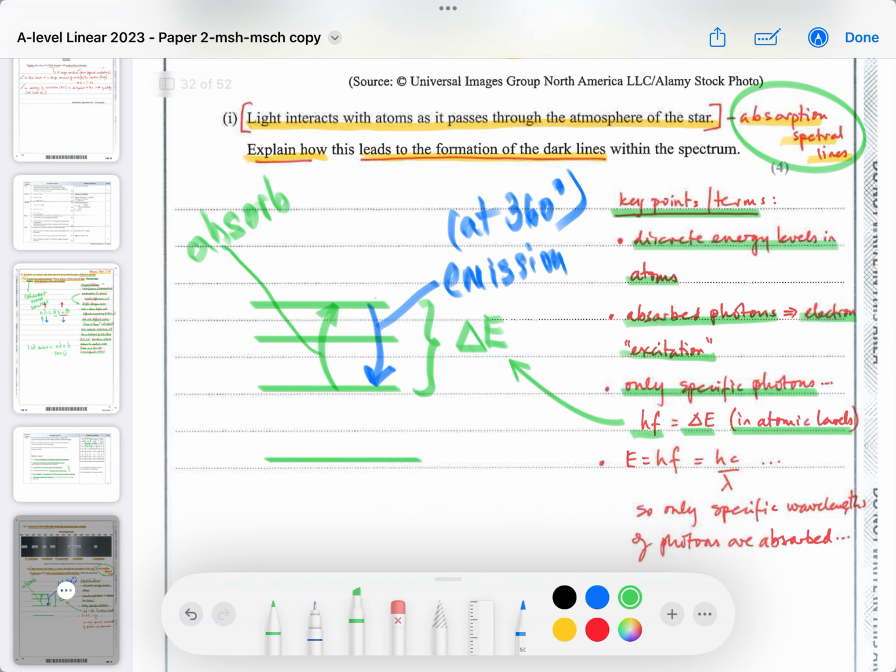You then have to show that you know that the energy difference, I should put here, delta E equals hf, which corresponds to hc over lambda. Yeah? So therefore, because they put the answer in wavelengths, only specific wavelengths of photons are absorbed and create dark lines. And that's why we call them absorption spectra. Formation of dark lines is linked to the absorption of specific frequencies linked to specific energy transitions.